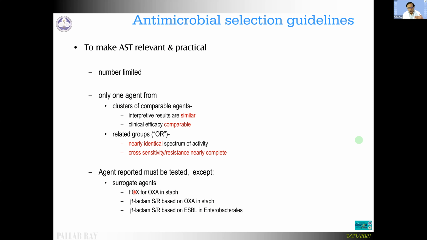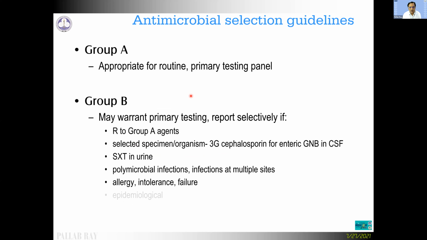Well, I showed you the table 1A and 1B where the antibiotics were mentioned in tiers of group A, group B, group C, group U. Group A is appropriate for routine primary testing panel. Group B may warrant primary testing, but one should report it selectively, if the organism is resistant to all the group A agents, or there can be selected specimens or organisms, say third generation cephalosporin for enteric gram negative bacilli for meningitis cases, or maybe cotrimoxazole in urine.